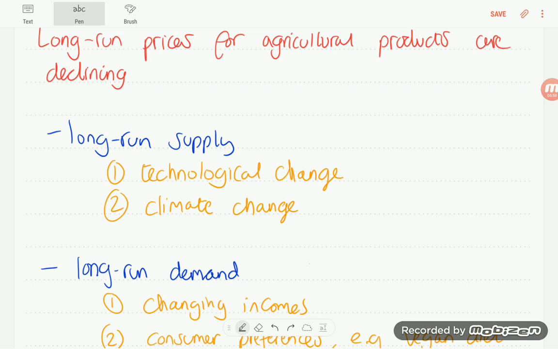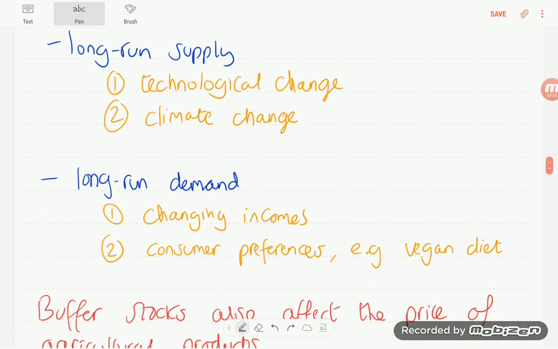Technological improvements may lead to an increase in the supply of corn, as there will be an increase in the efficiency of corn production. This will cause the supply curve once again to shift to the right, resulting in a fall in price. Factors that affect the long-run demand curve for agricultural products include changing incomes and consumer preferences.